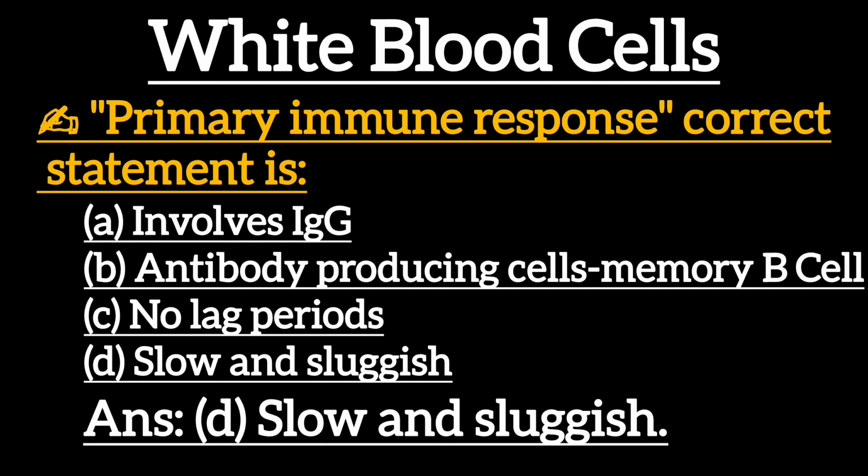Next one: primary immune response. The correct statement is option A, involves immunoglobulin G. Option B, antibody producing cells are memory B cells. Option C, no lag period. Option D, slow and short-lived. Correct answer is option D, slow and short-lived.